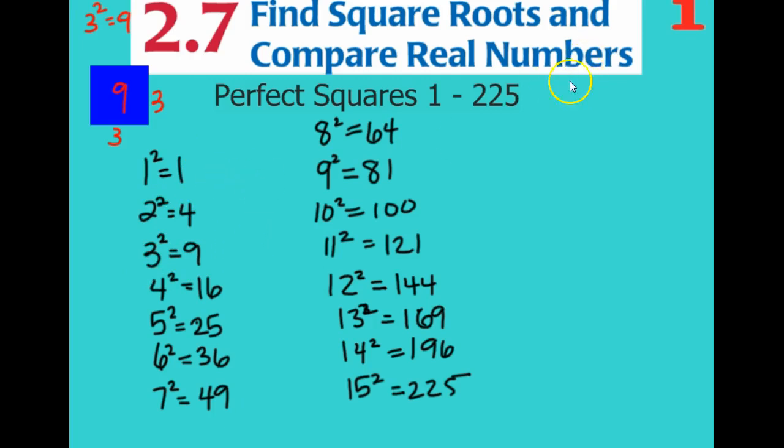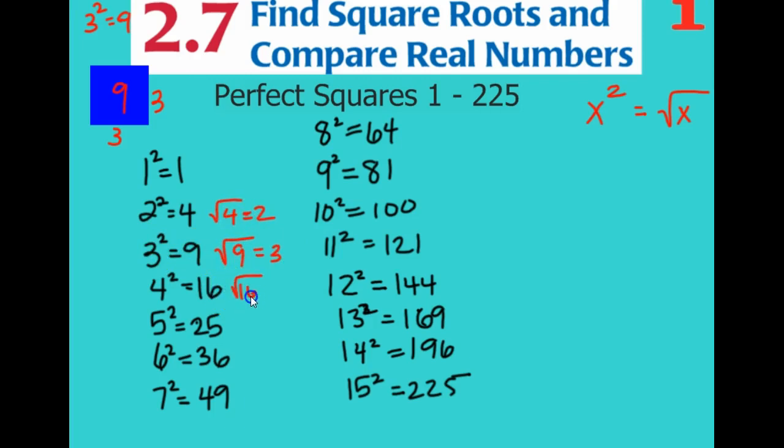We can also go the opposite way. The opposite of some number squared is taking the square root of that number. So if I was to take the square root of 4, what number multiplied by itself gives us 4? Well, 2 times 2 is 4, so the square root of 4 is 2. Same thing with 9. If I was to take the square root of 9, what number multiplied by itself gives us 9? Well, 3 times 3 is 9.